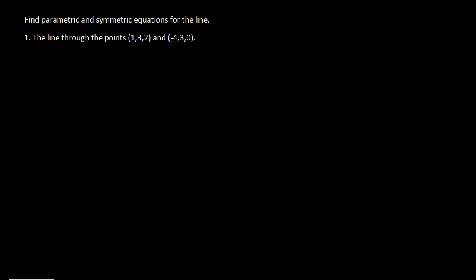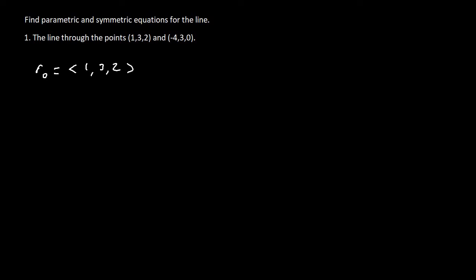So let's go ahead and find the parametric and symmetric equations for the line that goes through the points 1, 3, 2 and negative 4, 3, 0. So notice we're only given 2 points, we aren't given a vector. So since the line intersects both of these points, we can basically choose any point. So let's go ahead and choose R naught as 1, 3, 2, since it doesn't have any negative numbers. So let's just call R naught with its components 1, 3, 2.